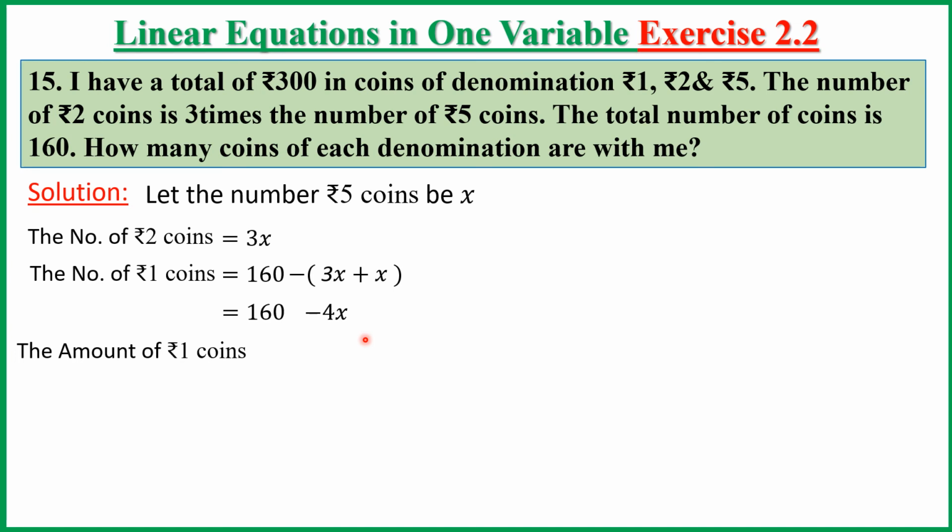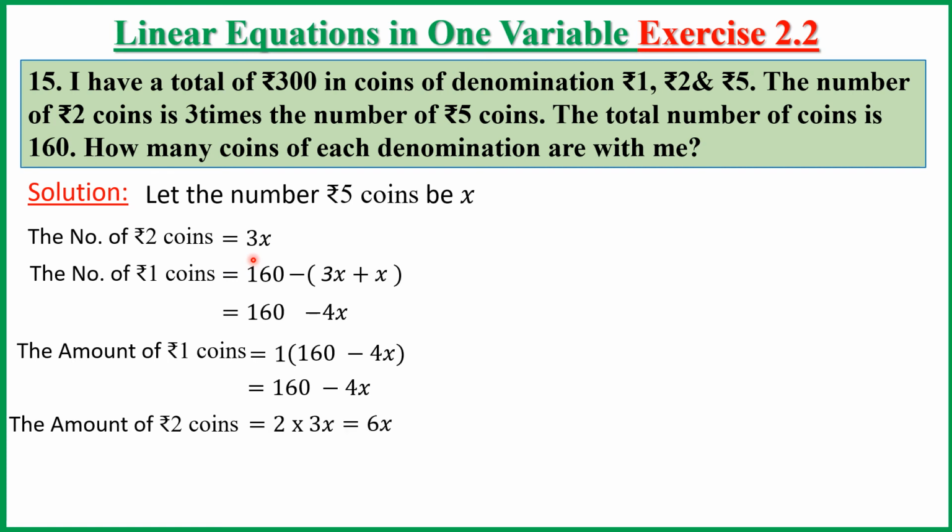Now we have to find the amount of 1 rupee coins. Amount of 1 rupee coins means you have to multiply the 1 rupee into the number of coins. Here the number of 1 rupee coins is 160 minus 4x. So we multiply 1 into 160 minus 4x, which is equal to 160 minus 4x. Then we have to find the amount of 2 rupee coins. The number of 2 rupee coins is 3x. That is just multiply 2 into 3x. So 2 into 3x is 6x. Next comes the number of 5 rupee coins. That is our x. So we have to multiply 5 into x. So 5 into x is equal to 5x.